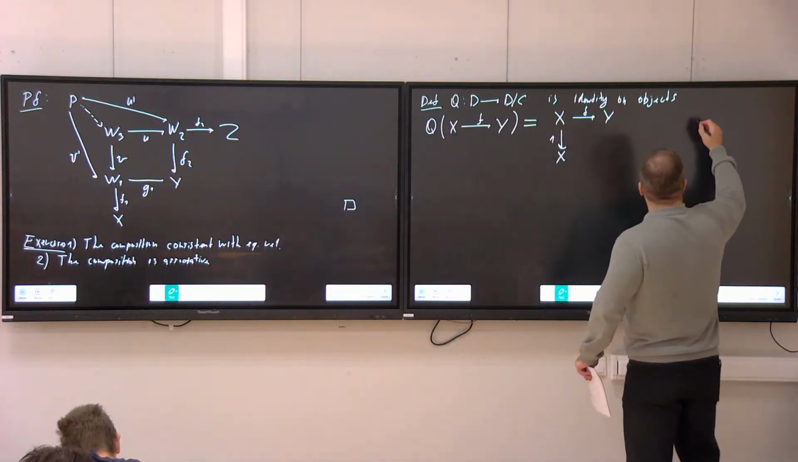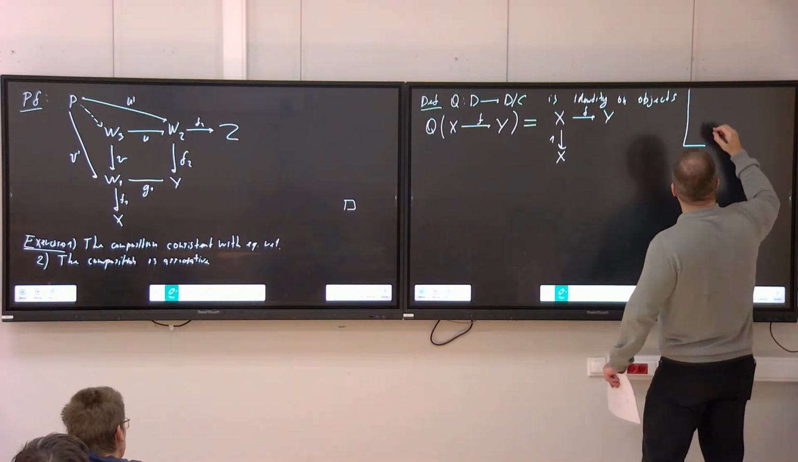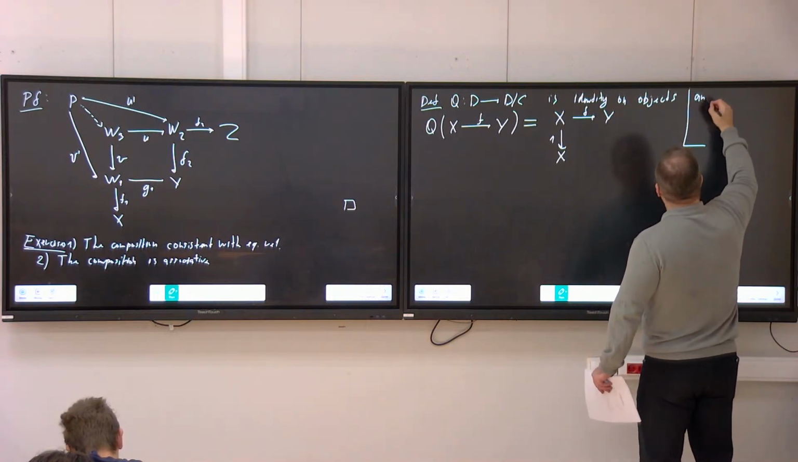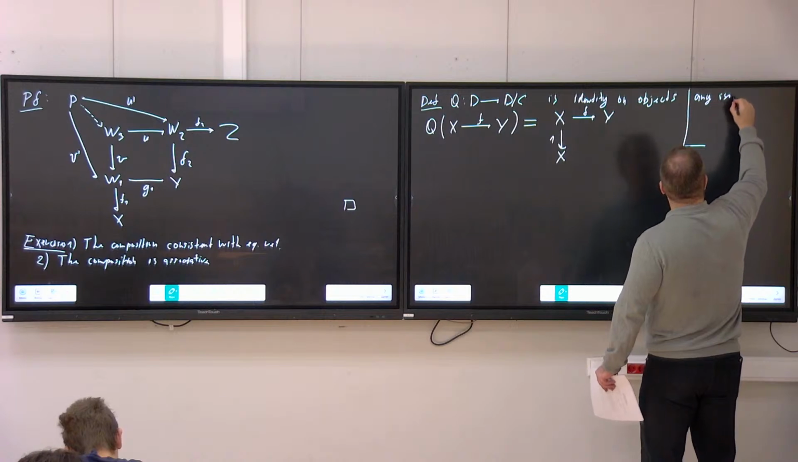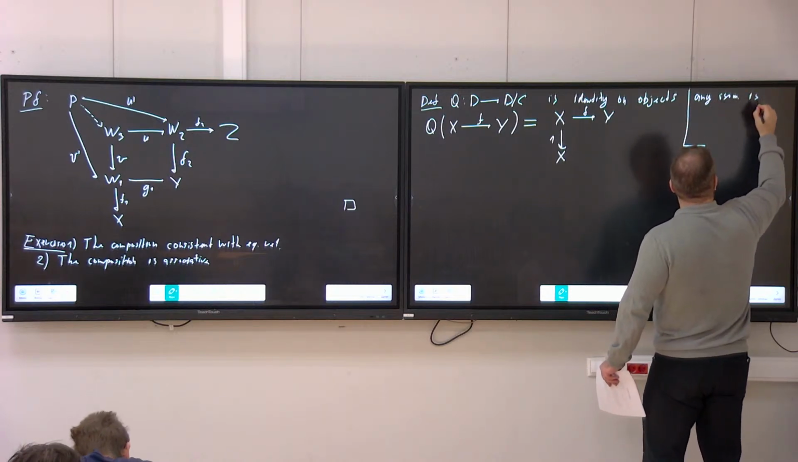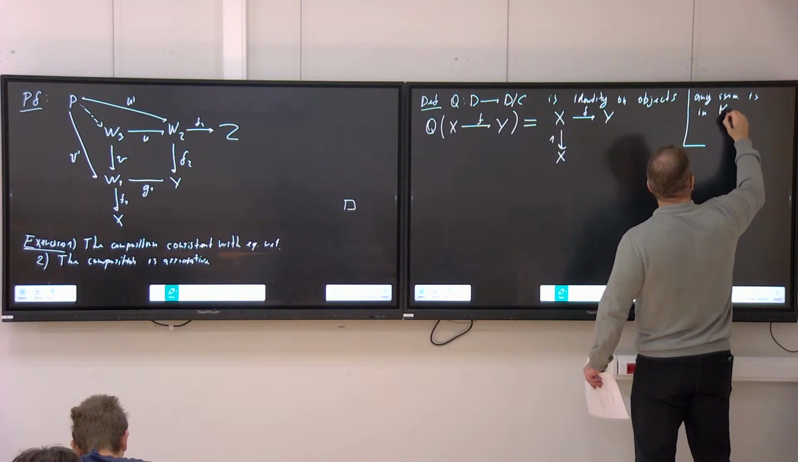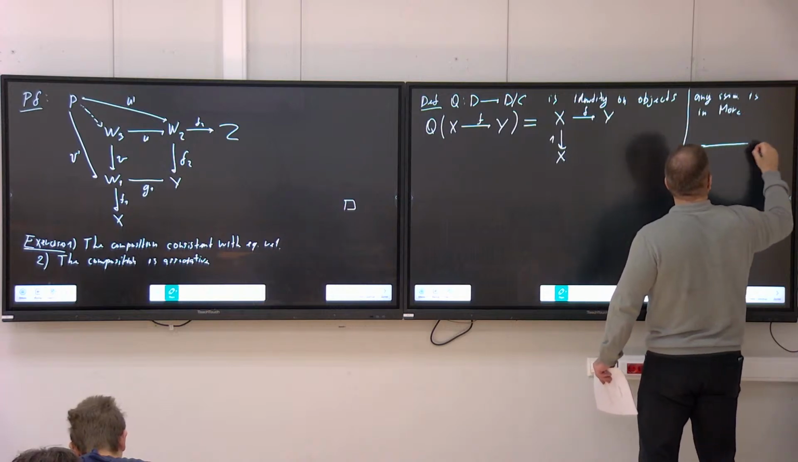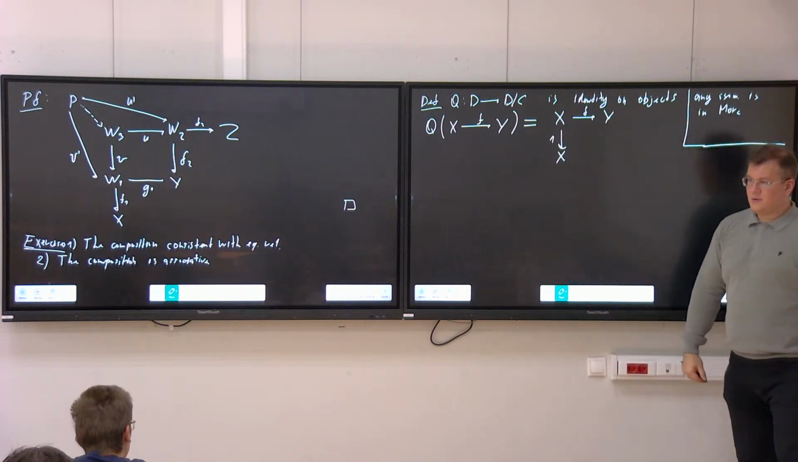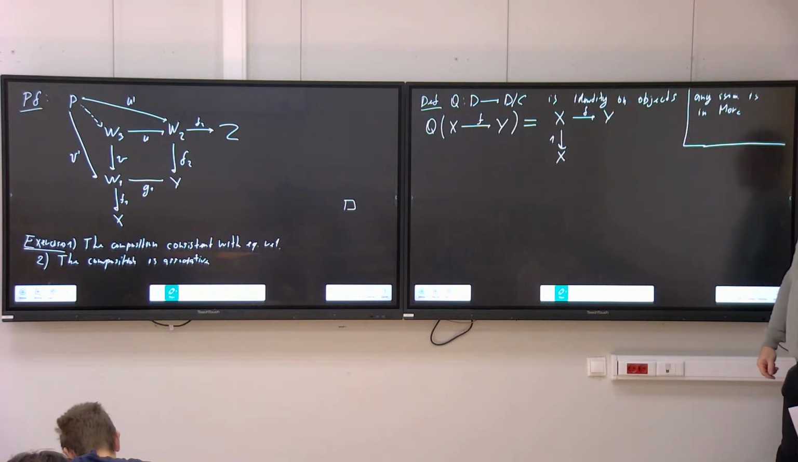I don't remember, maybe I did this last time, maybe not, but there is an easy remark that any isomorphism is in more C, always. That is because in the additive category there is a zero object.